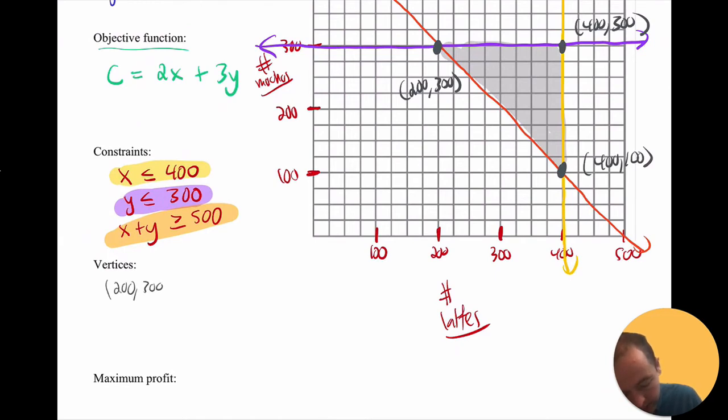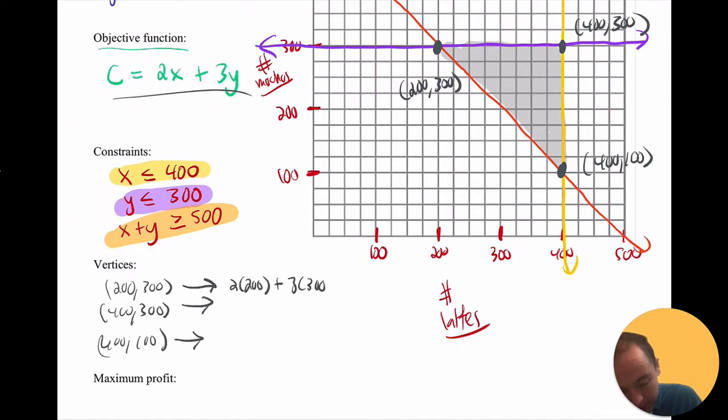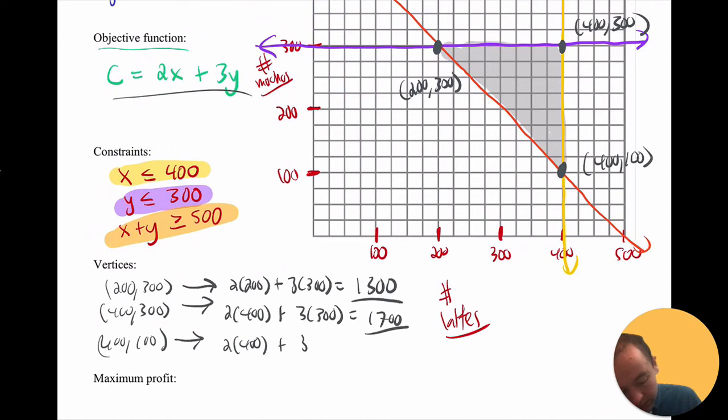So we'll plug in (200, 300), (400, 300), and (400, 100). We'll want to take 2 times x plus 3 times y. So 2 times 200 plus 3 times 300 is going to equal 1,300. Then 2 times 400 plus 3 times 300 is going to equal 1,700. And then finally 2 times 400 plus 3 times 100 is going to equal 1,100.